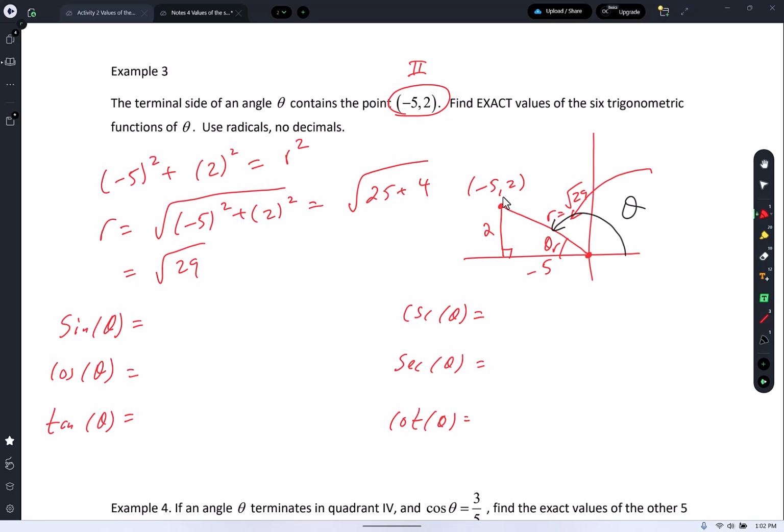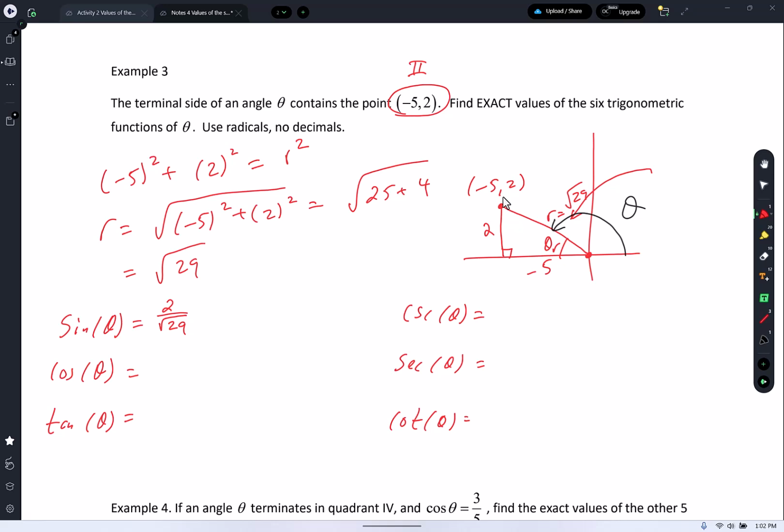And I'm going to slow down. Sine, opposite over hypotenuse. Use the reference to help you. What's opposite? 2. And then the hypotenuse is? Yeah, leave it at square root of 29, because it's not a perfect square root.